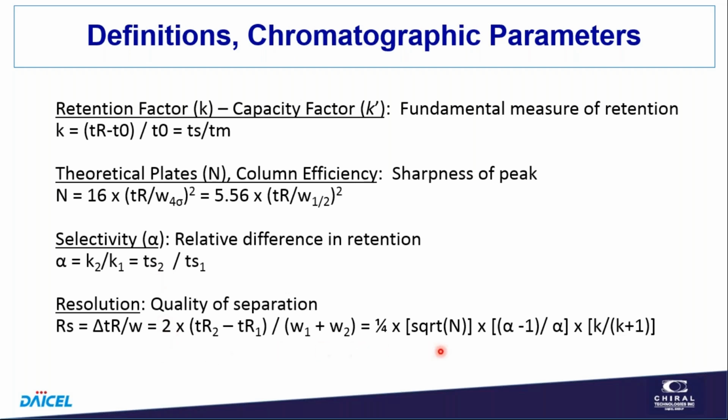And as I indicated, this is the resolution equation. And as we'll see, this term is just column efficiency, so this is related to the stationary phase. The selectivity is related to the mobile phase and the chiral stationary phase, and also the retention. These are still independent parameters. It's just that these two changes can affect these parameters differently. And all of these are related to temperature.